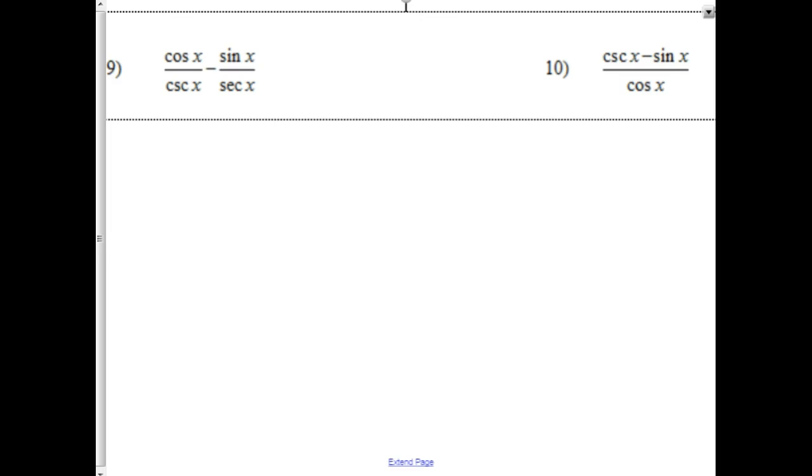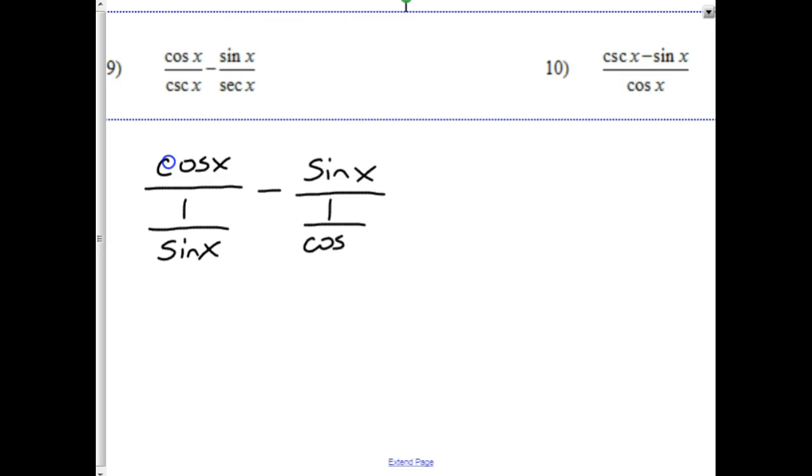Let's see. Well, I have subtraction problems, so the first thing I want to do is put them together, because remember I want to combine everything and reduce everything down to one thing. That's what I'm going to be doing eventually. But to be able to do that, we really need everything to be in the same term. So go ahead and change everything to sine and cosine. So this would be cosine x over 1 over sine x minus sine x over 1 over cosine x.